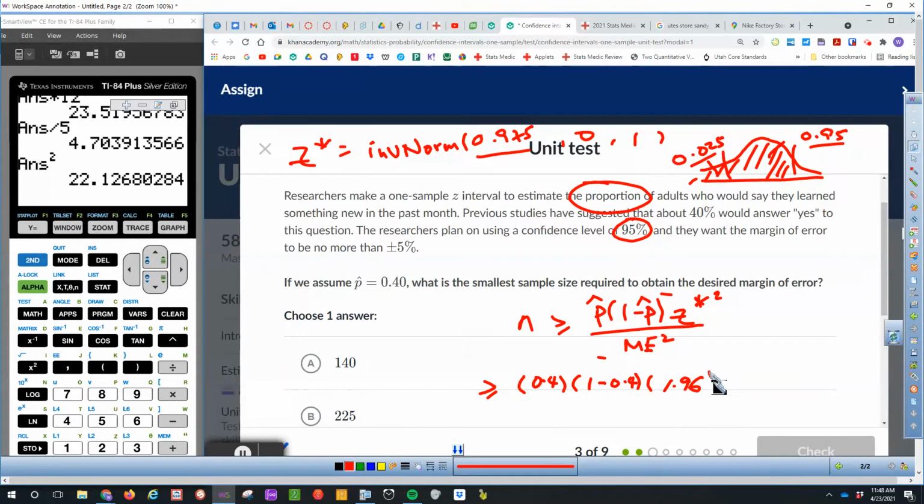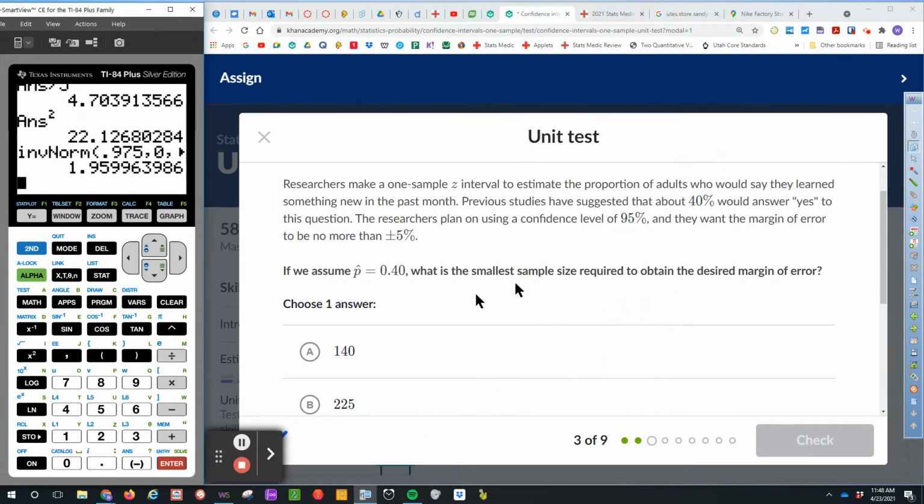So 1.96, right? You have to square that, divided by margin of error, which is 5, actually 0.05, right? Put it in decimal. And then I have to square that. So work this out in your calculator: 1.96 squared divided by 0.05 squared times this times this. I'm going to try to remember all that and then do it on my calculator.